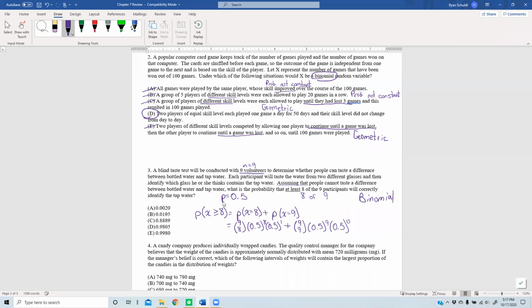Now, if we put all of this in our calculator, let's see what we should get. So to 4 decimal places, I get 0.0195. So at least 8 means the answer is B.